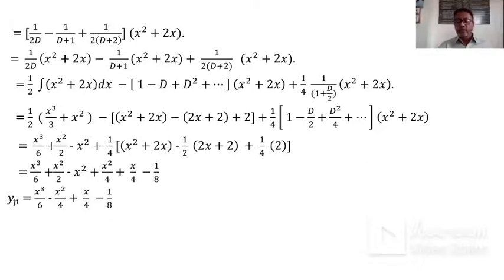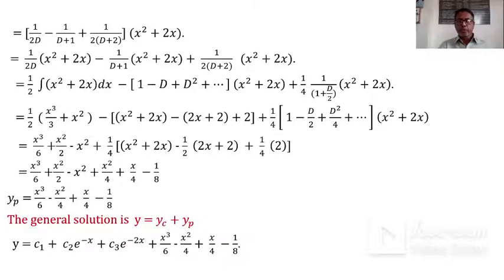And then we write the general solution, which is y is equal to yc plus yp. We obtained yc previously and then we add this yp. This is the general solution of the given differential equation. Now we see the second example.